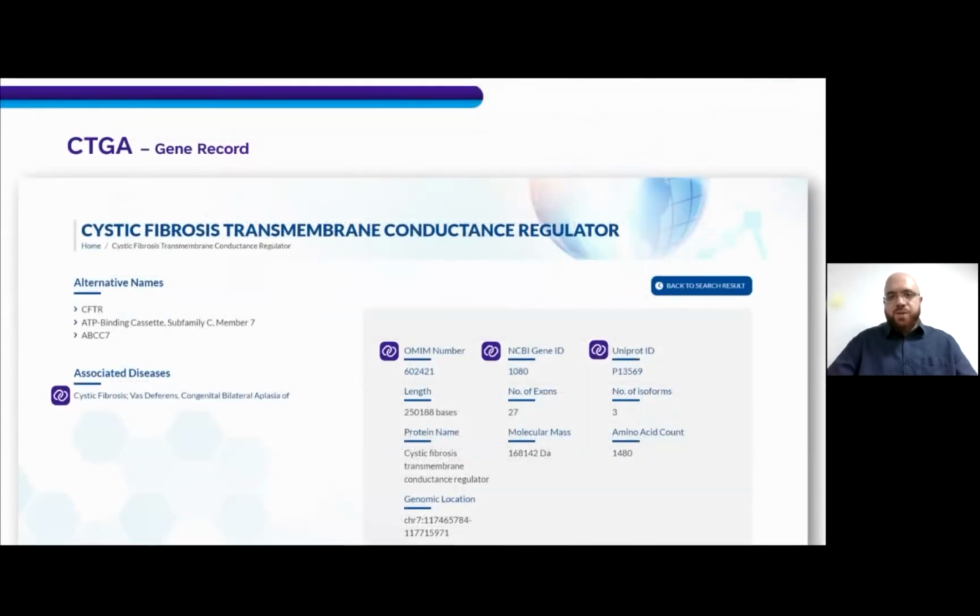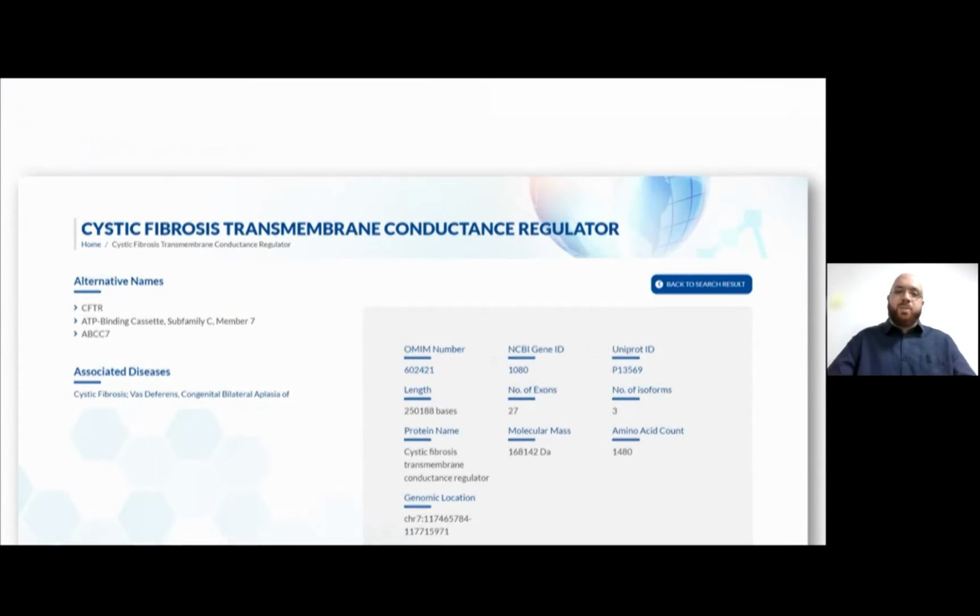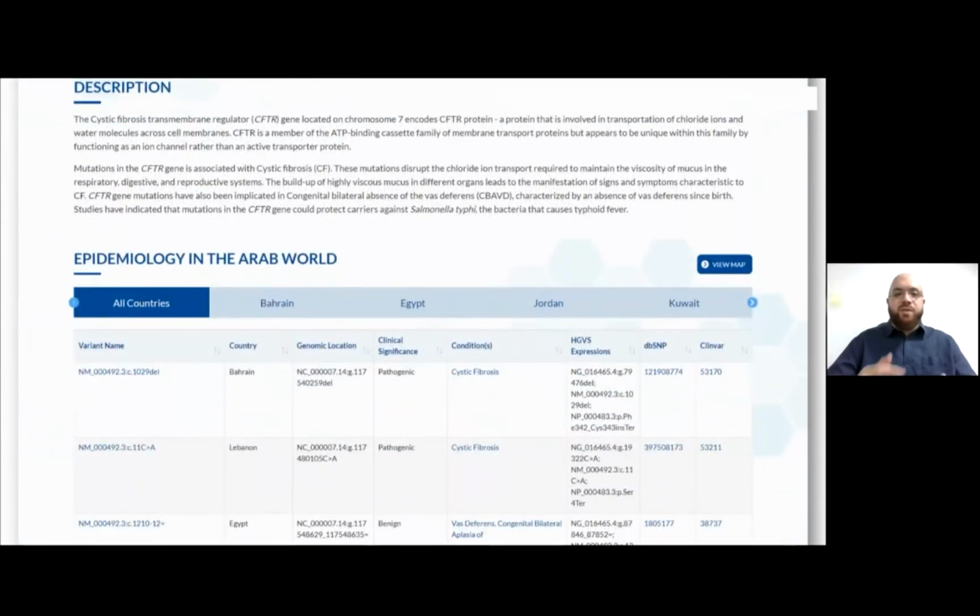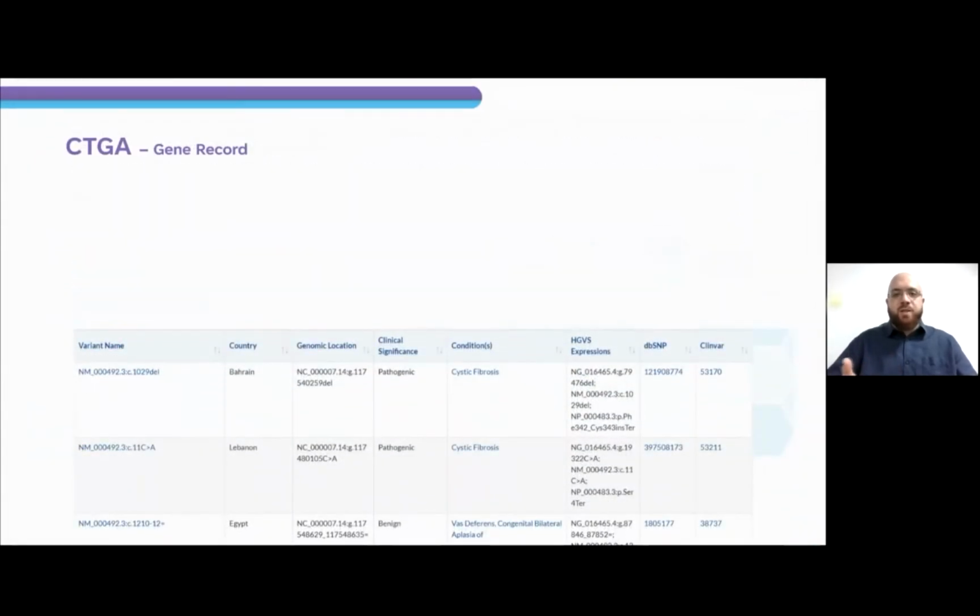All right, so here's a look at the gene record. The gene record has a similar format to the disease record, starting off with a summary and classification of the gene, as well as some gene and protein parameters. The epidemiology section here is oriented based on unique variants using the coding transcript by default, and the table is similarly split across the Arab countries.